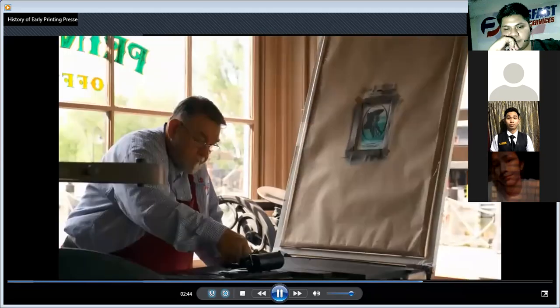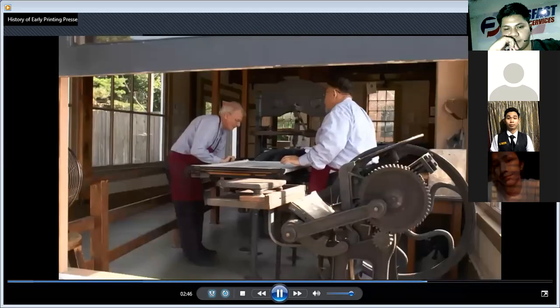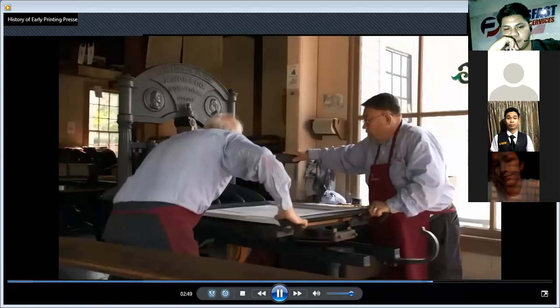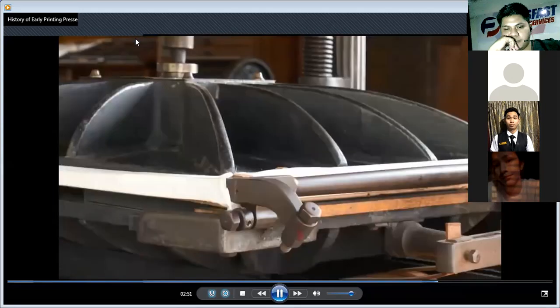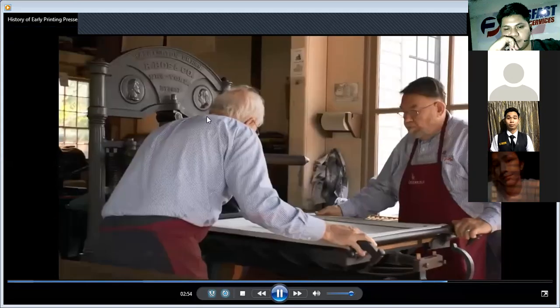For efficiency's sake, two people were needed to operate the Washington press. One inked the plate, while both lowered what is called the timpan onto the plate, which is then slid under the cast iron platen. And what is this called again?